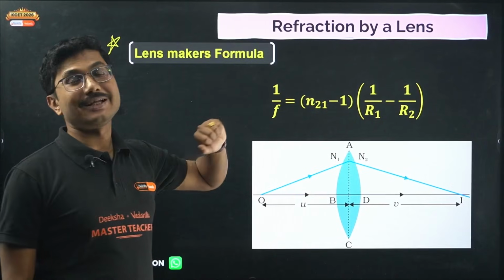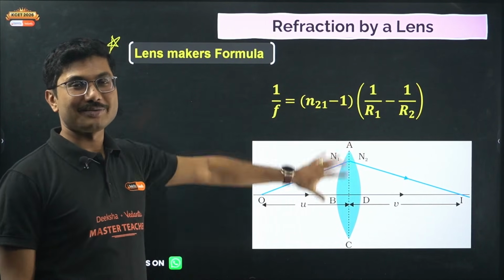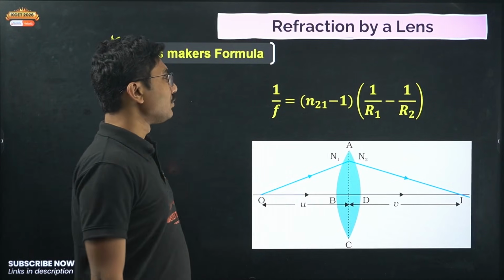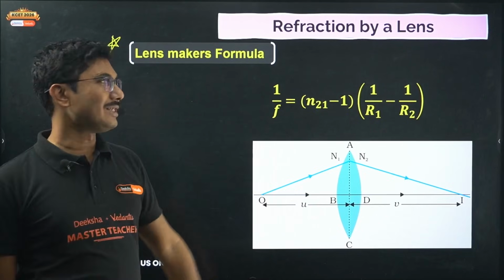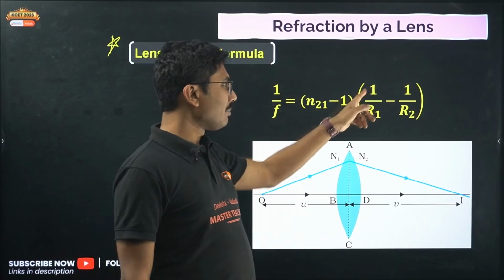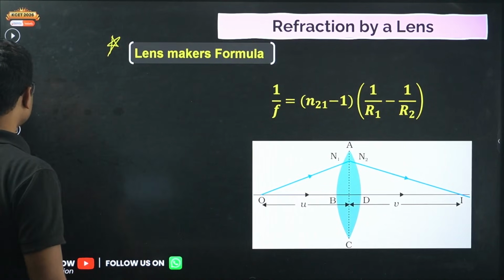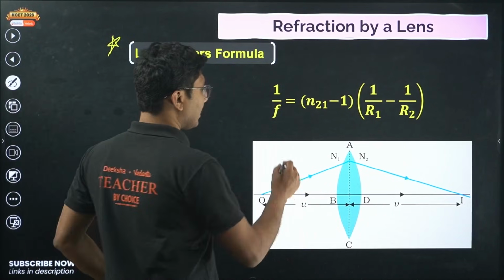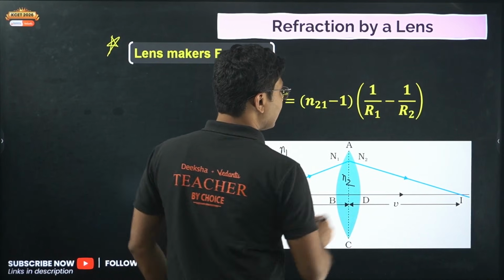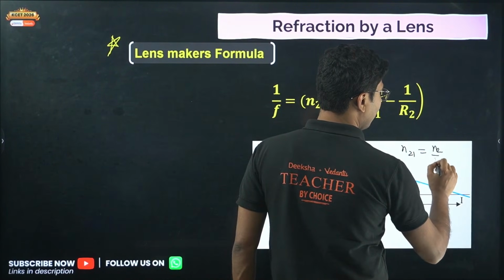And in case they give a numerical question also, this formula may still be important because the numerical question is based on this formula. So this is one of the most important formulas from this chapter. What does it say? It says that 1 by focal length equals (n21 minus 1) times (1 by r1 minus 1 by r2). So what are those things? Let us understand that. If the refractive index of this medium is n1 and the refractive index of this medium is n2, then n21 is obviously n2 by n1.